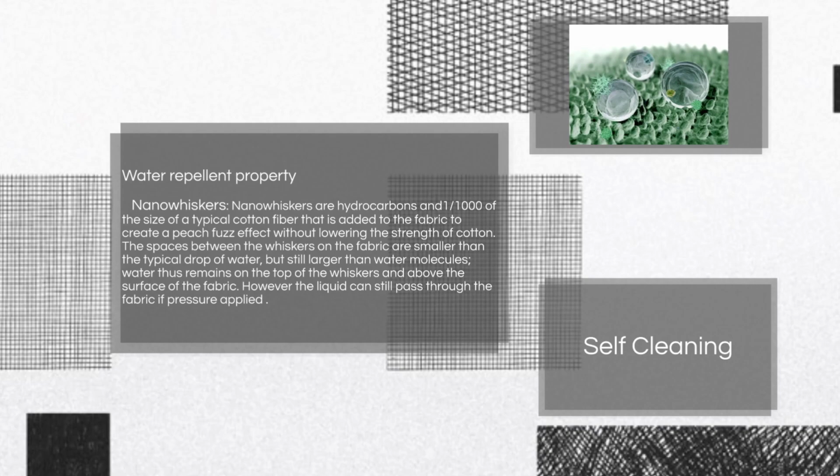The space between the whiskers on the fabric is smaller than the typical drop of water, but still larger than water molecules. Water remains on the top of the whiskers and above the surface of the fabric. However, the liquid can still pass through the fabric if pressure is applied.